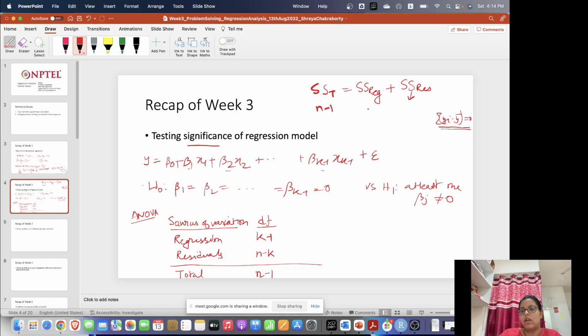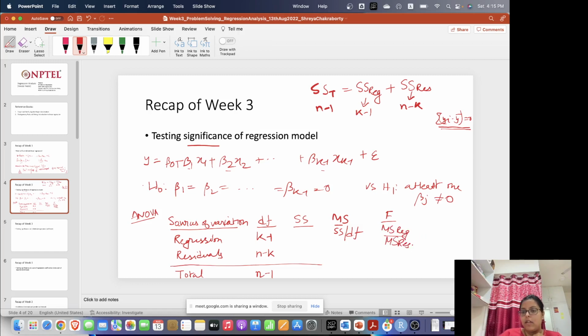SS residuals would have n minus the number of normal equations, or number of parameters that we have estimated. So here we would have k, and due to the additive property, this one would have a degree of freedom of k minus 1. And then we would jot down the sum of squares, and then we would do the mean square. The formula would be sum of squares divided by df, and we would calculate the F statistic, which would be MS regression by MS residuals.